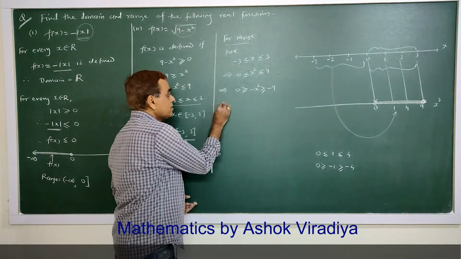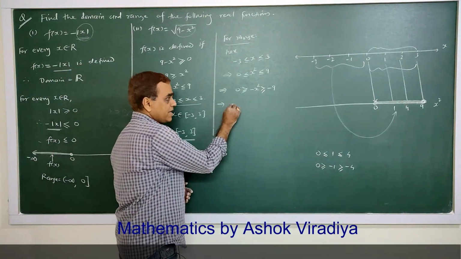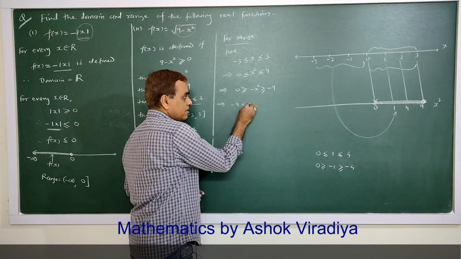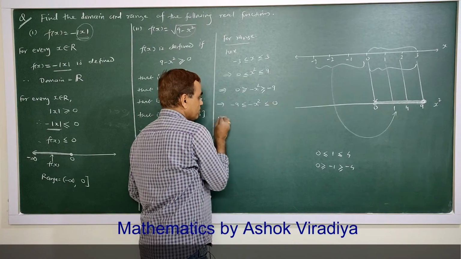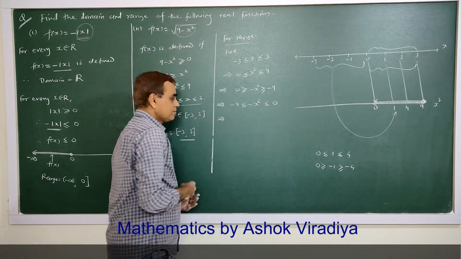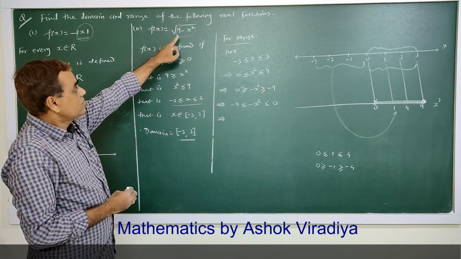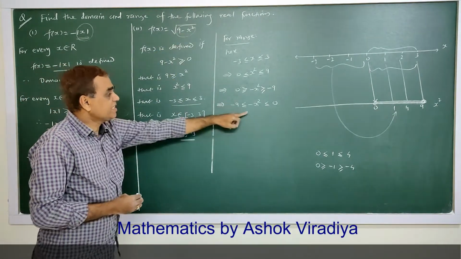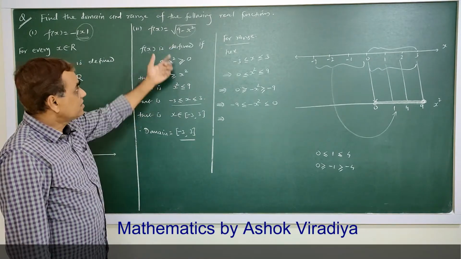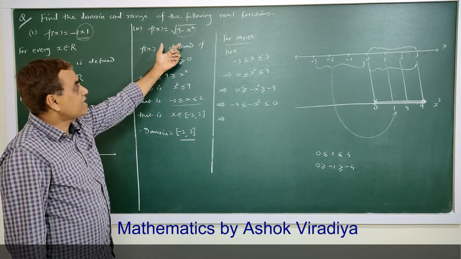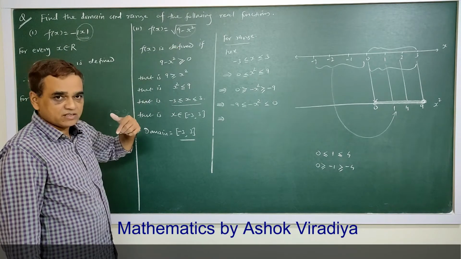Now writing from smaller to greater: minus 9 minus x square less than or equal to 0. So minus x square is created. Now I am adding 9. Step by step we are going to create this expression, square root of 9 minus x square.